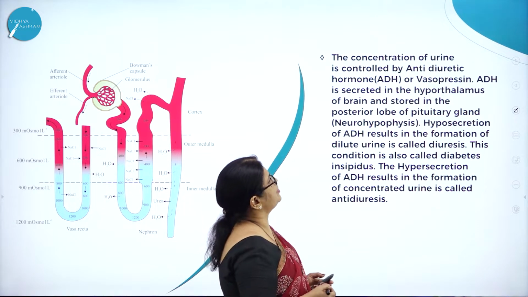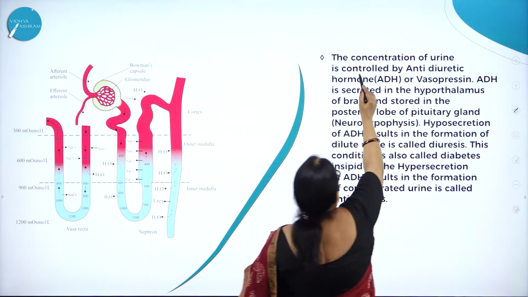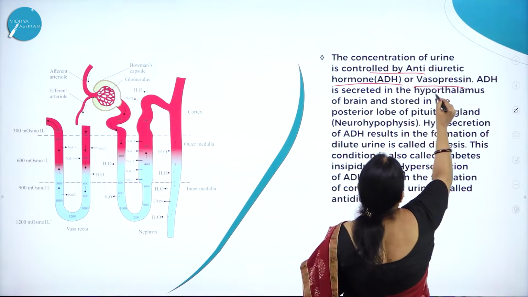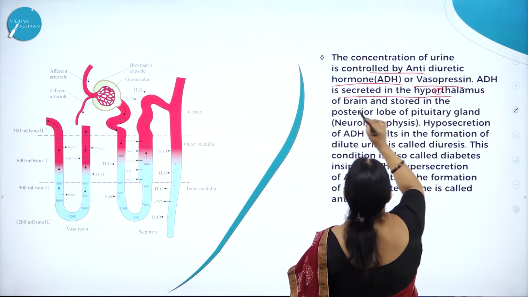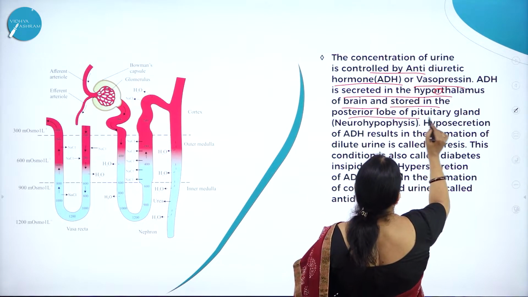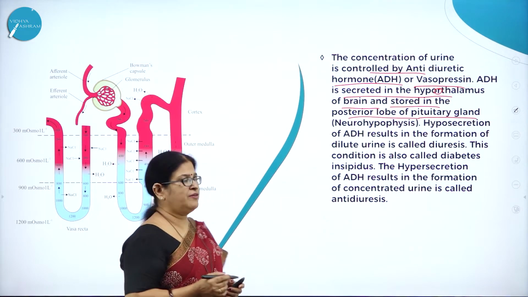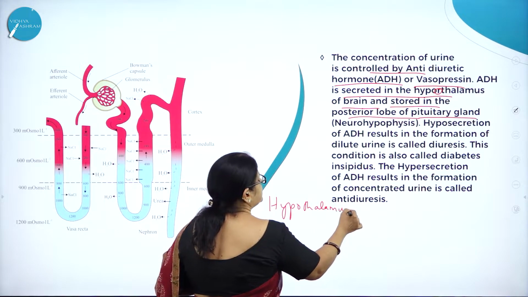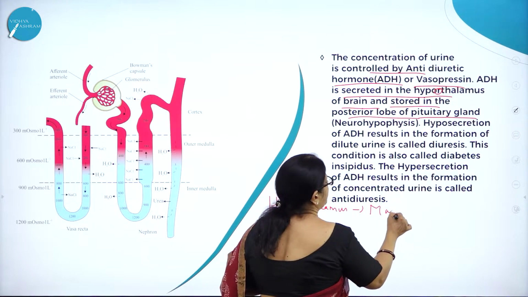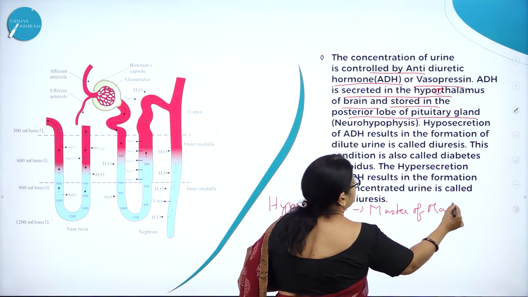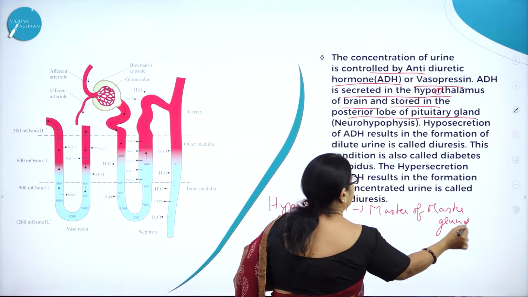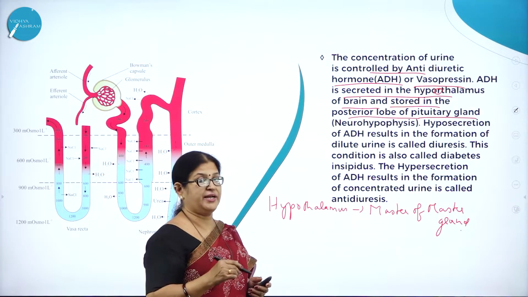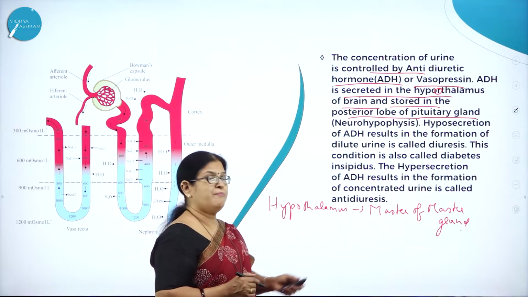Now, the concentration of urine is controlled by antidiuretic hormone, called ADH or vasopressin, from the hypothalamus. It is secreted by the hypothalamus of the brain and stored in the posterior lobe of the pituitary gland. I think all of us know about a very important endocrine gland called the hypothalamus. This hypothalamus is called the master of the master gland, because the pituitary is called a master gland, and the hypothalamus controls the pituitary.